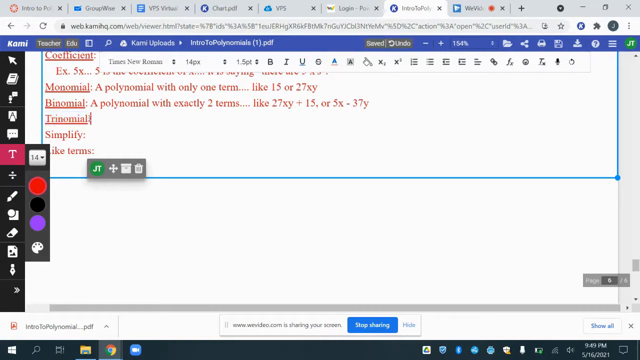Line, almost there. A trinomial. A polynomial. You guessed it, exactly 3 terms. 3x plus y minus 13. Trinomial.